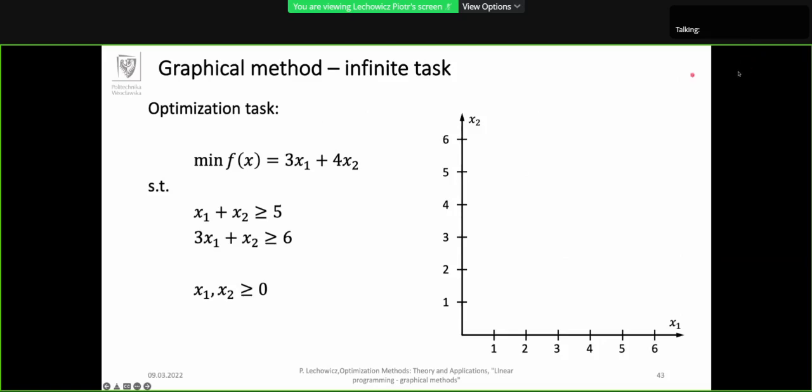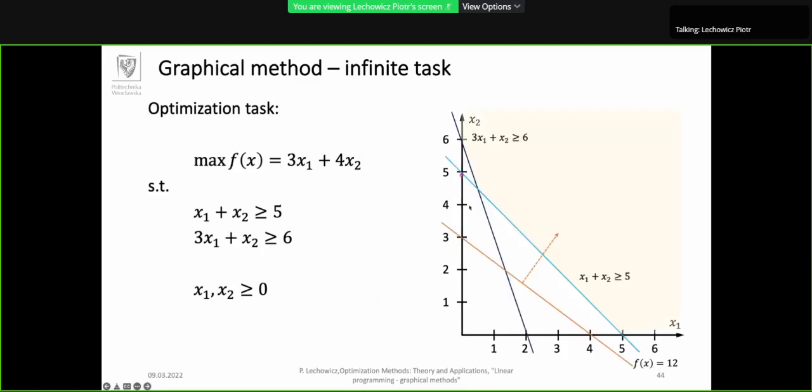And the second case is the infinite task. So we can increase the values of variables endlessly, so the value of objective function is improving. So we have such a problem. If we draw those two constraints, it's here, and this is our feasibility set, and this is our objective function. As it is a maximization problem, we are moving it upwards to increase the value of the objective function.